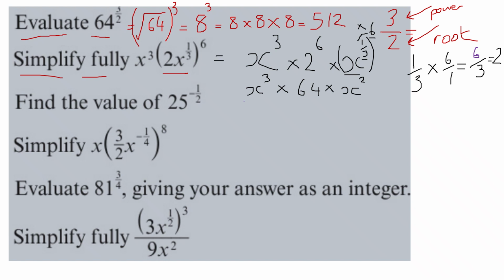And now I'm going to tidy this up. We've got x cubed times x squared is x to the power of 5. Then we have 64 x to the power of 5 as our answer.